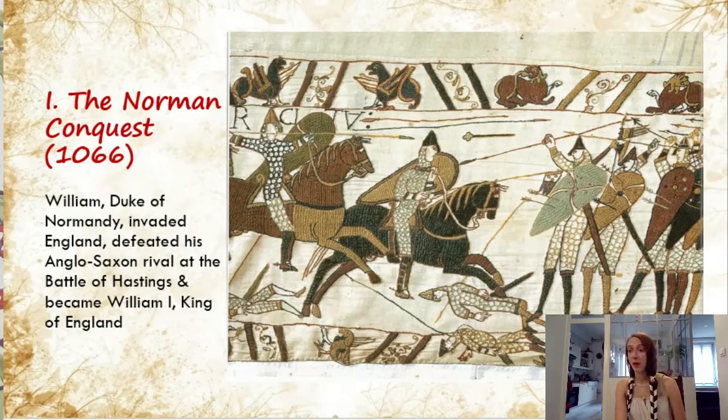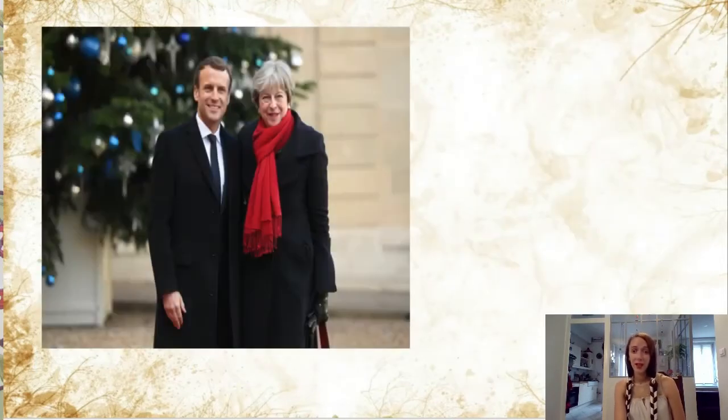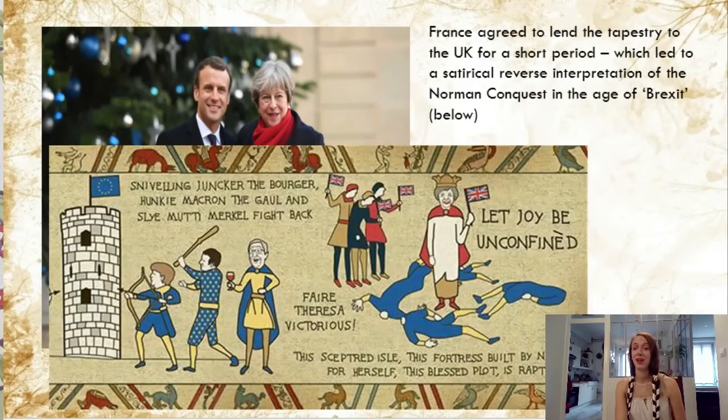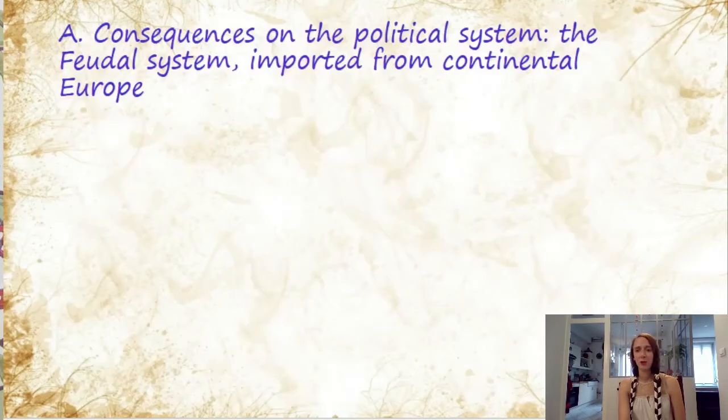This was commemorated in this particular tapestry that you can see on screen, a tapestry that has been borrowed by the British. France has agreed to lend the tapestry to the UK, and you can see the Norman conquest in the age of Brexit on this particular cartoon. Now, the conquest had very long-lasting consequences, and this is what we're going to discuss just now.